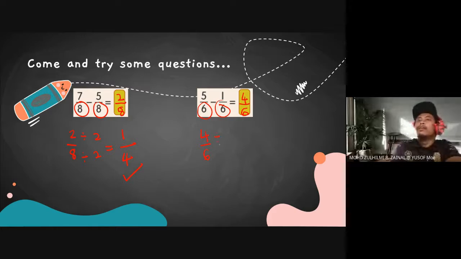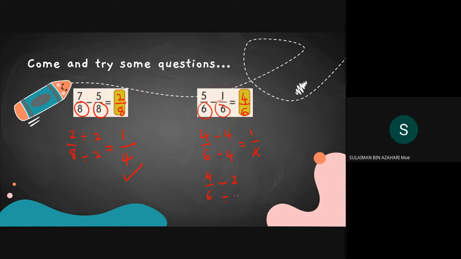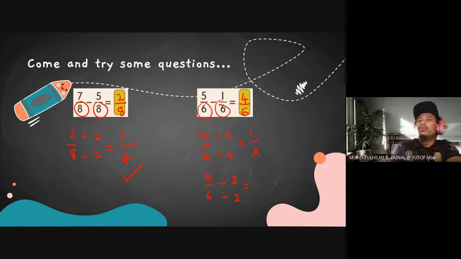4 over 6, so divide by 4. Why divide by 4? The teacher said try to use the numerator first. 4 divided by 4 gives 1, but 6 divided by 4 cannot. So instead, divide 4 over 6 by 2 over 2. Use 2 first. 4 divided by 2 equals 2, and 6 divided by 2 equals 3.